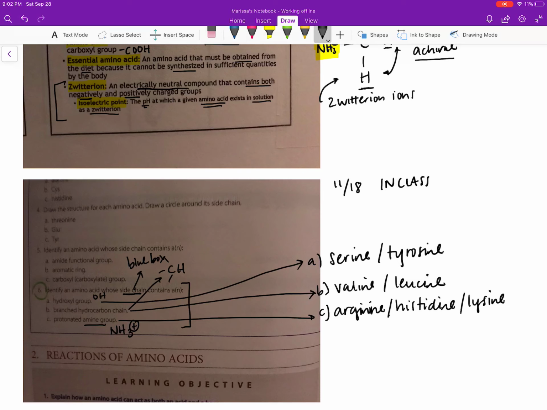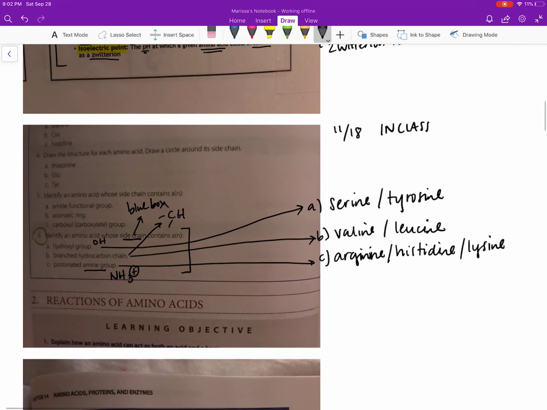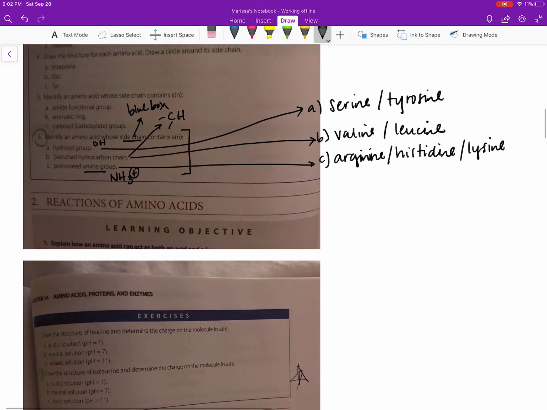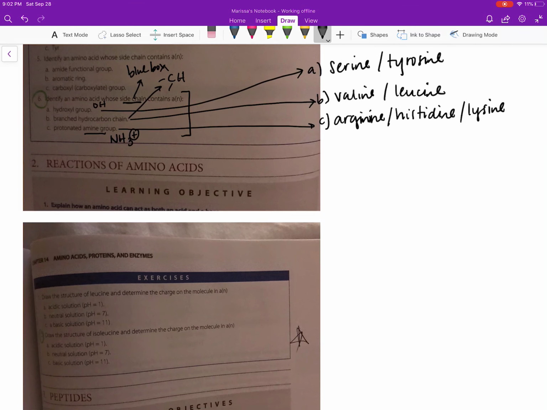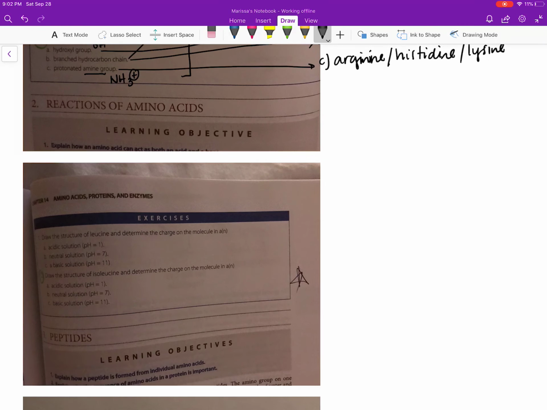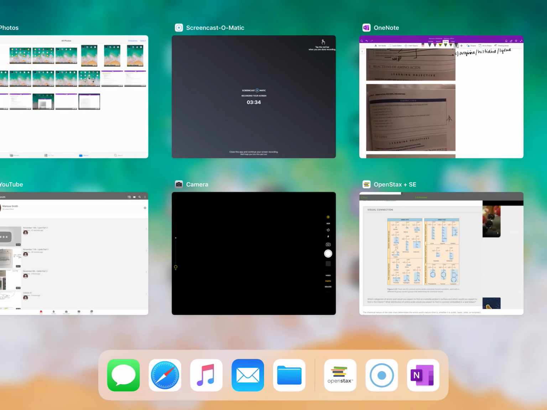So just kind of looking at the differences between the amino acids based on their side chains and those functional groups. You have to think back to when we talked about organic and the different functional groups. All right, so this says, draw the structure of isoleucine and determine the charge on the molecule, and then it says acidic, neutral, and basic. So the first thing we have to do is draw isoleucine. So let's find isoleucine over here.